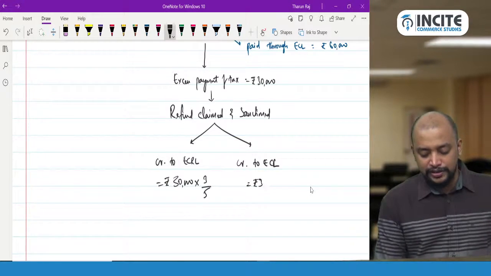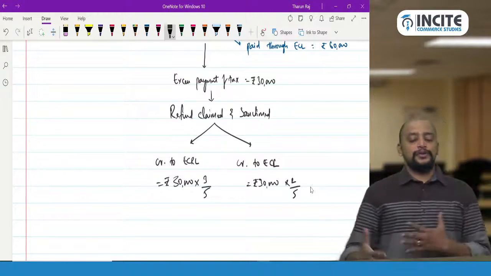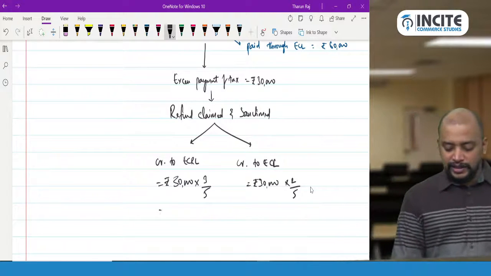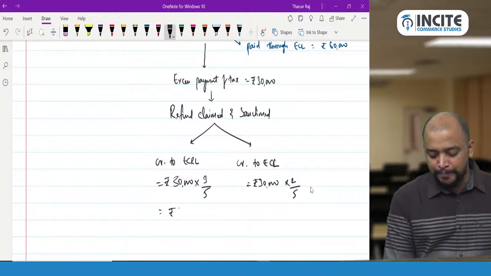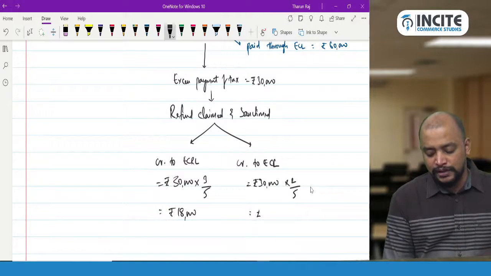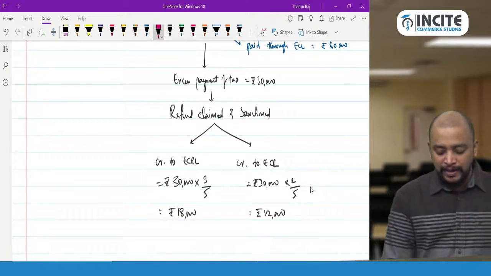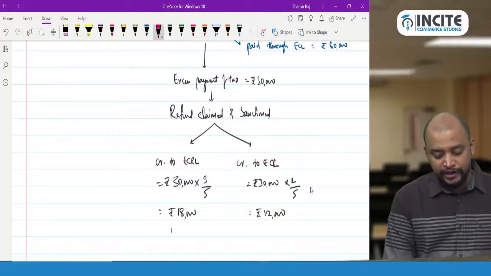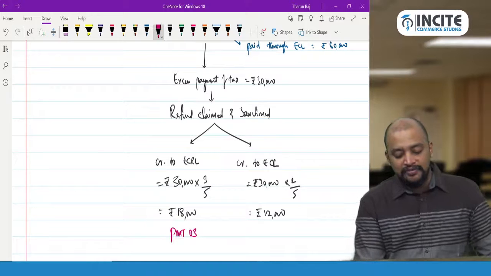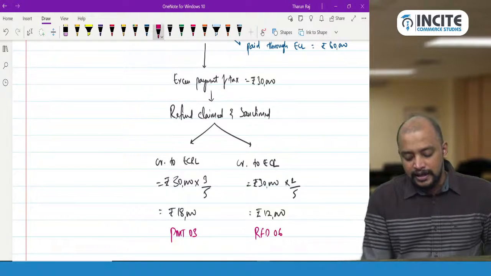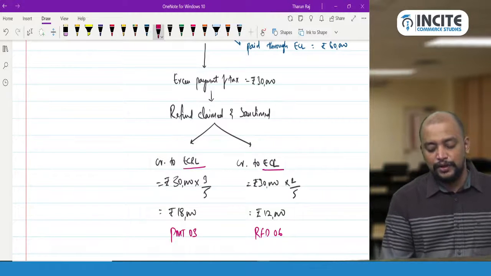So 30,000 rupees into 2/5 will go to the cash ledger. And for giving the credit to the credit ledger, 30,000 into 3 divided by 5 is 18,000, and the cash ledger gets 12,000. For giving this refund of 18,000 into the credit ledger, they will pass a refund order in PMT3, whereas the refund order for the cash ledger is in RFD6. So this 18,000 will go to the credit ledger and this 12,000 will go to the cash ledger.